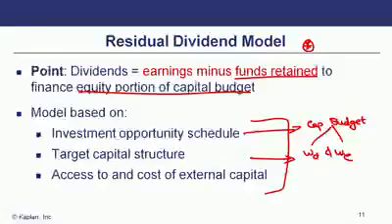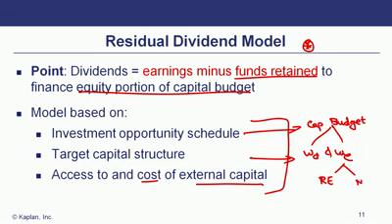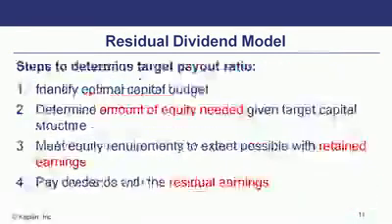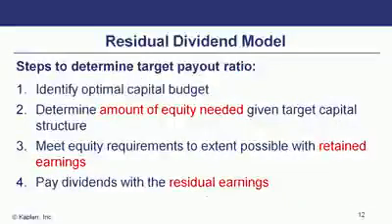The third element is access to and cost of external capital. Within equity, we recognize some portion is going to come from retained earnings, and some proportion is going to come from new issue of equity, and the new issue of equity is going to be influenced by access to and cost of external capital. We will look at a simple case scenario where we are not going to rely on any external capital, just for illustration. All right? So what are the steps to determine the target payout ratio?